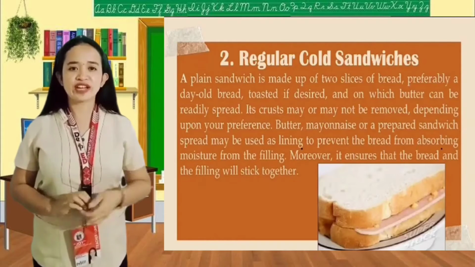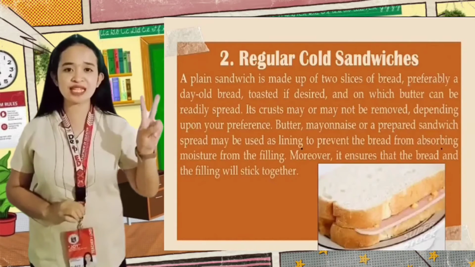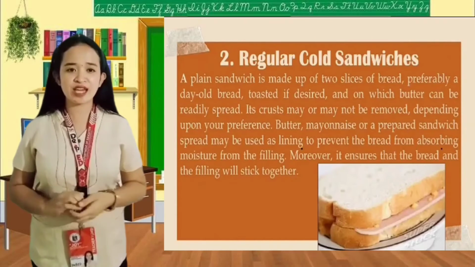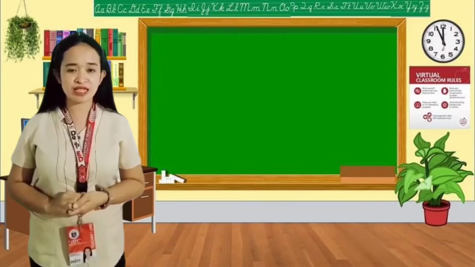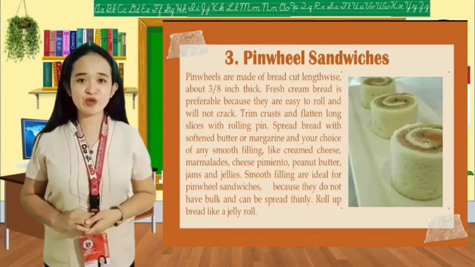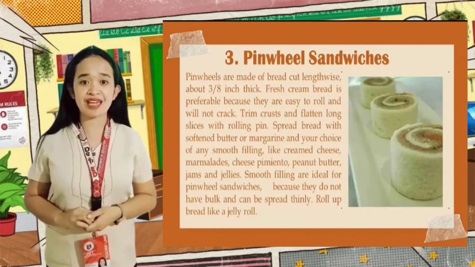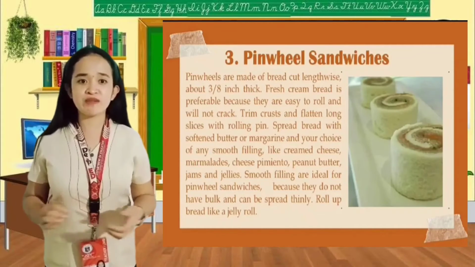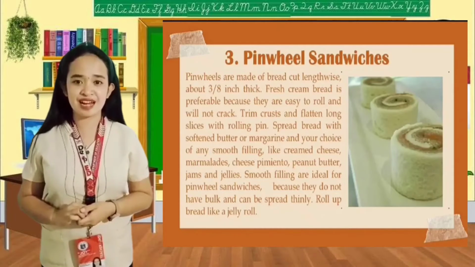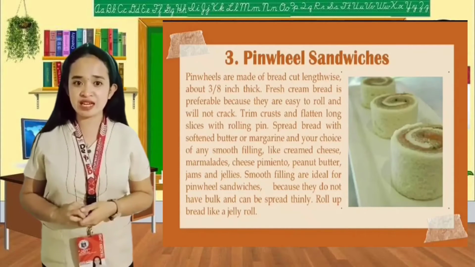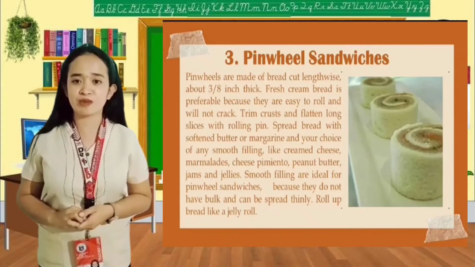Number 2, regular cold sandwiches. Our plain sandwich is made of 2 slices of bread. It prefers a day-old bread, toasted as desired and on which butter can be readily spread. Number 3, pinwheel sandwiches are made of bread cut lengthwise about 3/8-inch thick. Fresh cream bread is preferable because they are easy to roll and will not crack. Smooth fillings are ideal for pinwheel sandwiches because they do not have bulk and can be spread thinly.